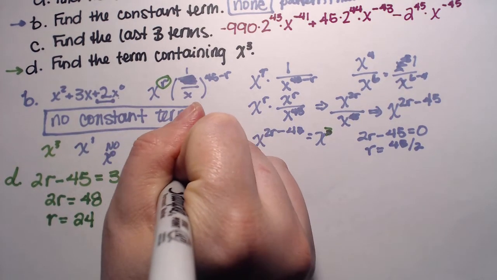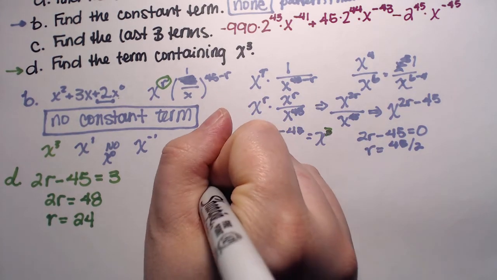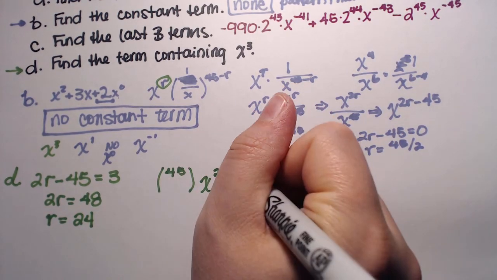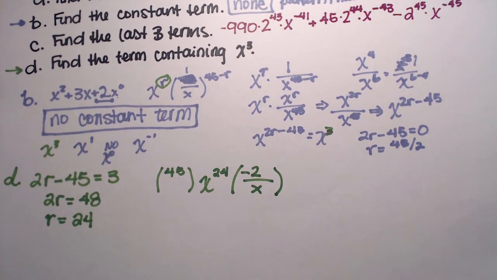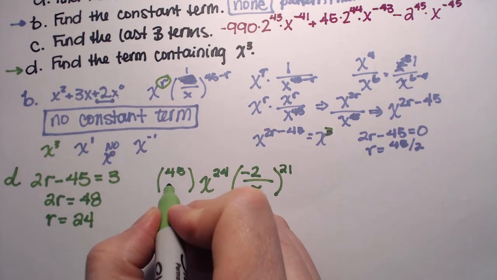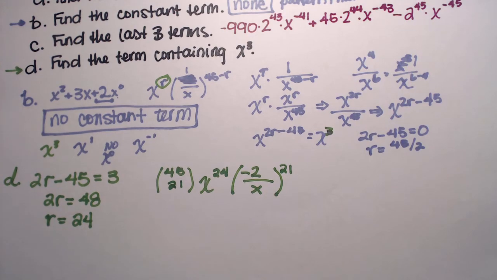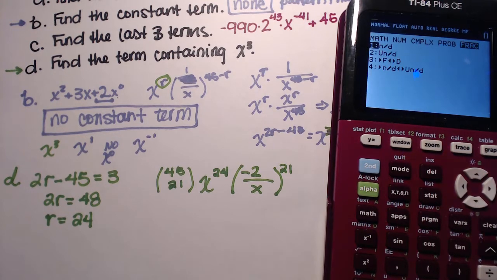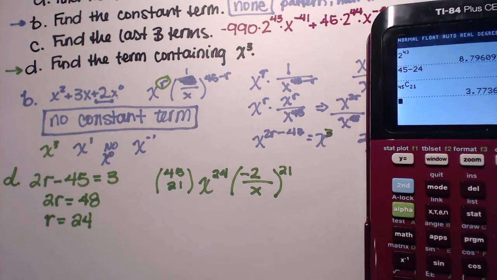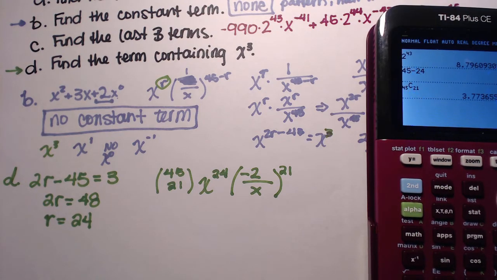So I'm going to have 45, some number, x to the 24th, which means I'm going to have negative 2 over x to the, well, what's 45 minus 24? It's 21. Okay, and that's going to be the one that matches down here. So then I figure this out. So I have 45, math, go over to probabilities, oops, too far, and then it's 21. So a really small number, or I mean a really big number.